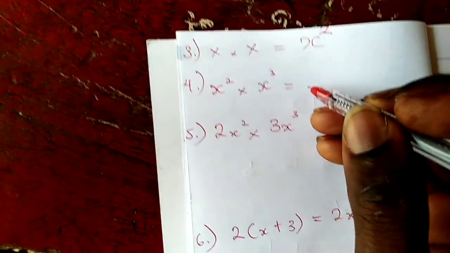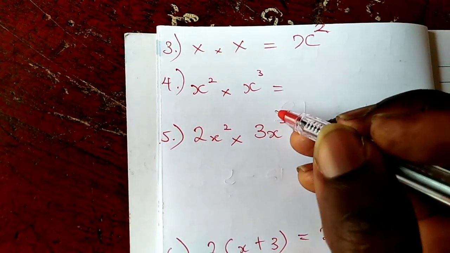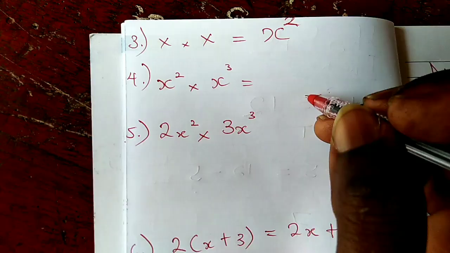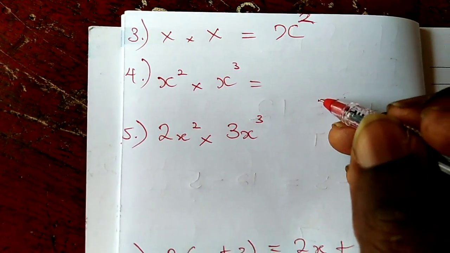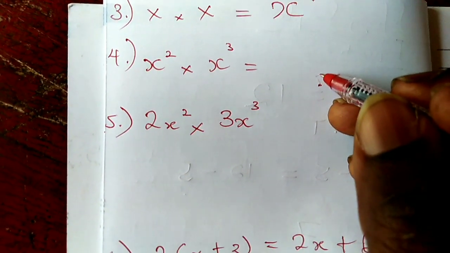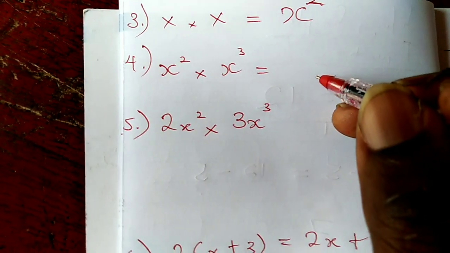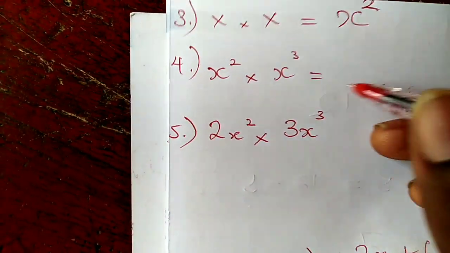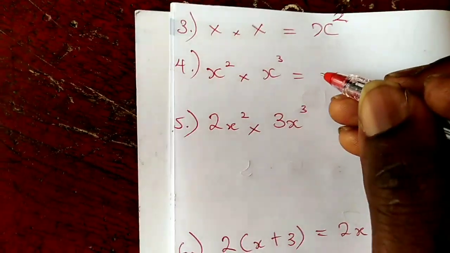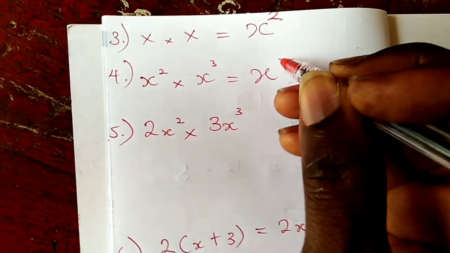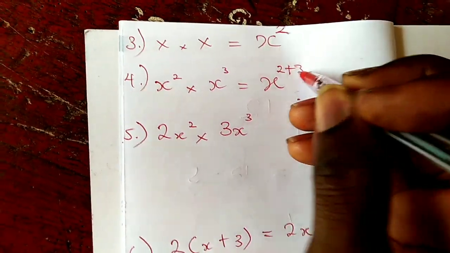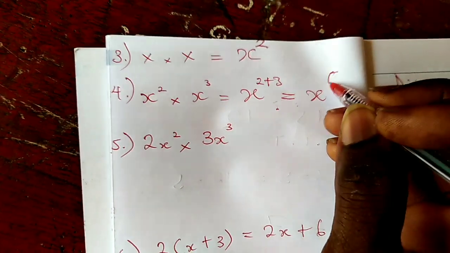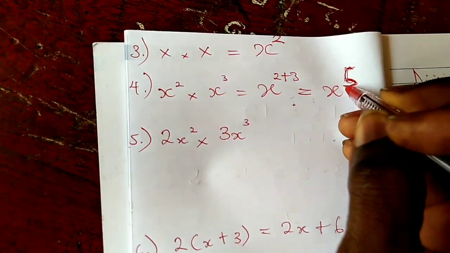So in this other one, we have x squared times x cubed. So this is one of the laws of indices, which is known as the multiplication law. So in the multiplication law, the power will be added, and since both of them are having the same base, you pick one. So that will give us x raised to the power of 2 plus 3. That will give us x raised to the power of 5. 2 plus 3 is 5.